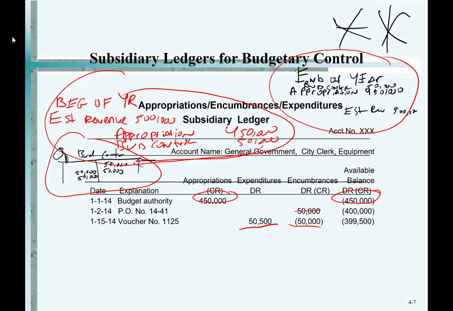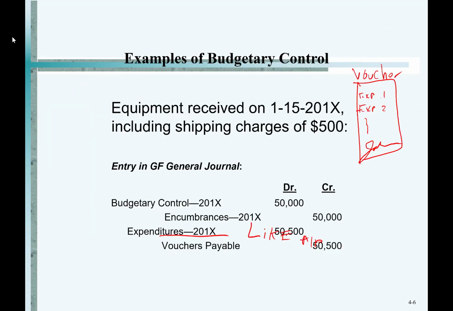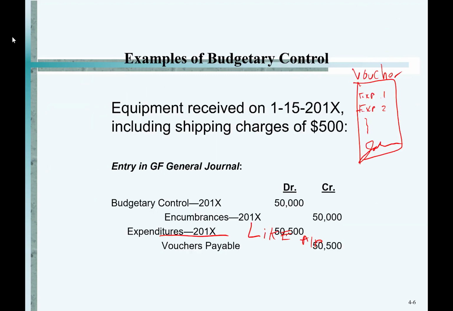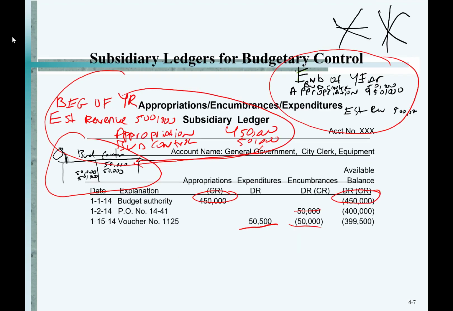A little bit later, what happens? The actual item comes in, doesn't it? And when the actual item comes in, we reverse the original encumbrance entry by debiting budgetary control and crediting what? Crediting encumbrance, didn't we? And when we did that, for a second, the balance went up to $450,000, didn't it? But then we put what? The actual expenditure in there of $50,500. And when we put that debit in there, that brought the balance down to $399,500, didn't it?